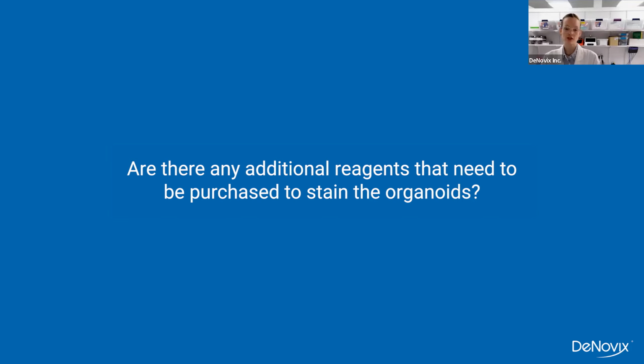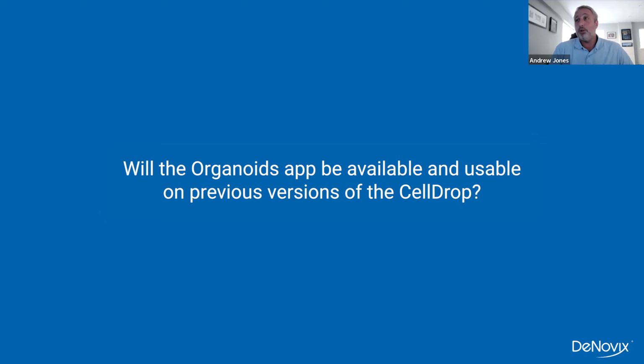Perfect. And there's a question that maybe I'll take here, Grace: will the Organoid app be available and usable on previous versions of the DeNovix CellDrop? So the answer to that is the Organoid app is specific to the CellDrop FLI model. If you have that, then the app can be purchased and used without any modifications. If you have any other model, we do have upgrade paths available, and we can discuss how best to get you up and running with the Organoids app. And they're all relatively painless.